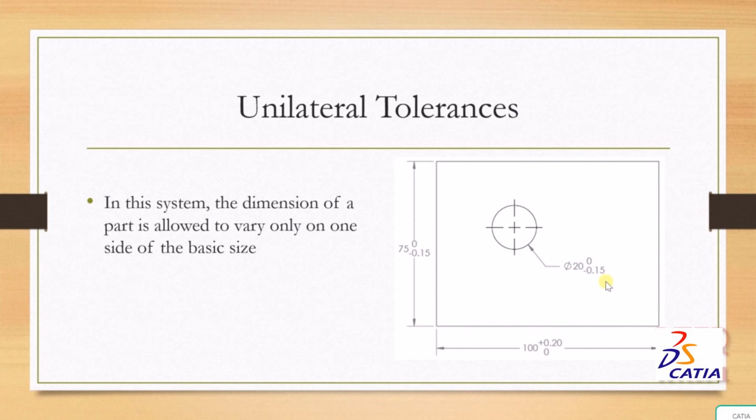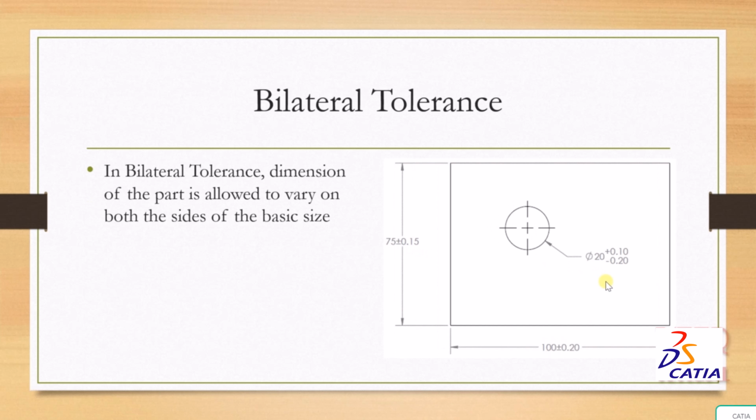In the similar way, we have bilateral tolerances. In bilateral tolerances, the dimension of the part is allowed to vary on both sides of the basic size. For example, in this case we can see 75 plus minus 0.15. So we need to subtract the 0.15 from 75 and then add it. Similarly, in this 20 dimension, that is a diametrical dimension, we have 20 plus 0.1 or 20 minus 0.2. So in this way we can insert unilateral tolerance or bilateral tolerance according to our requirement.